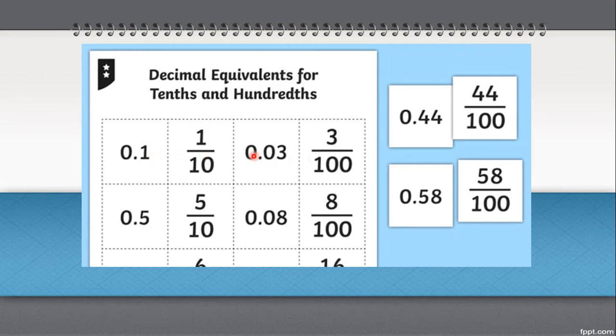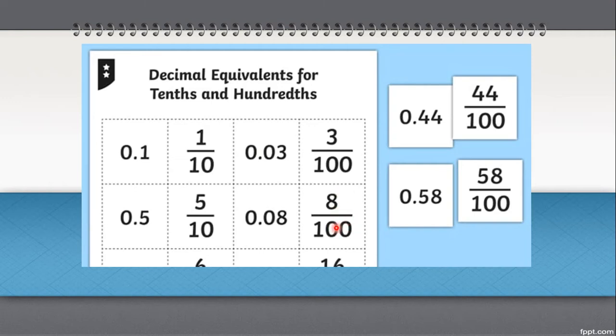The same with 0.03. How will you place it as a fraction? First you write 3 as the numerator. Now after the decimal, count the number of places. How many digits do you have? 2. So that many zeros you have to keep in the denominator, like 100. Clear? 0.5 is 5 upon 10. 0.08, the same way, is 8 upon 100.